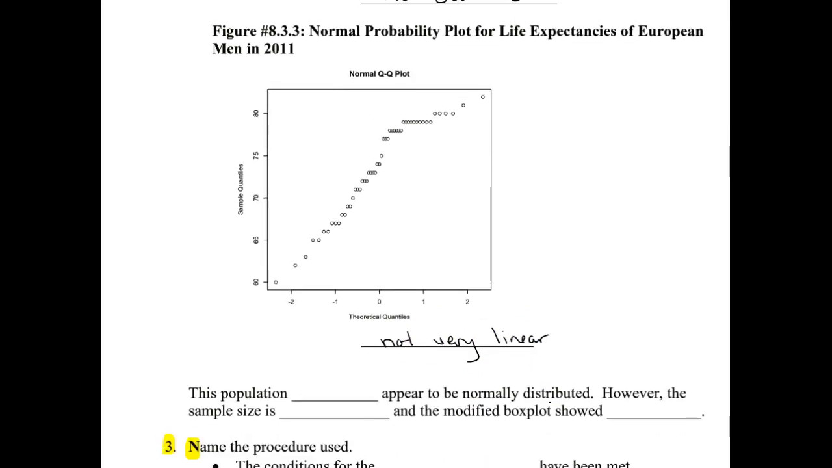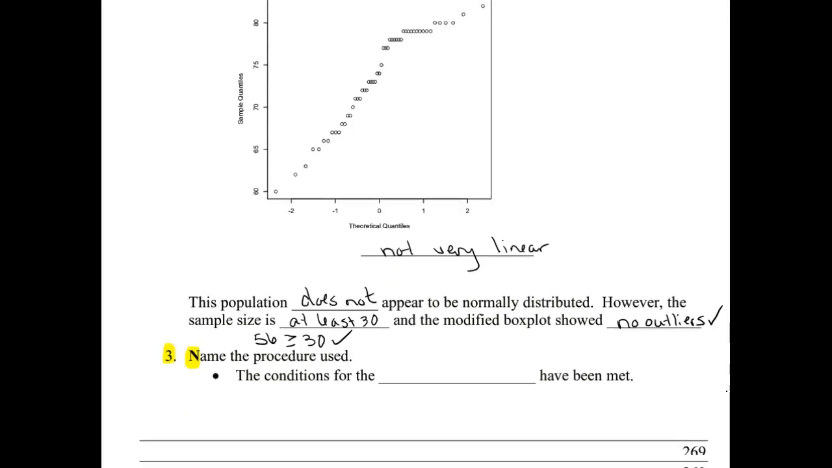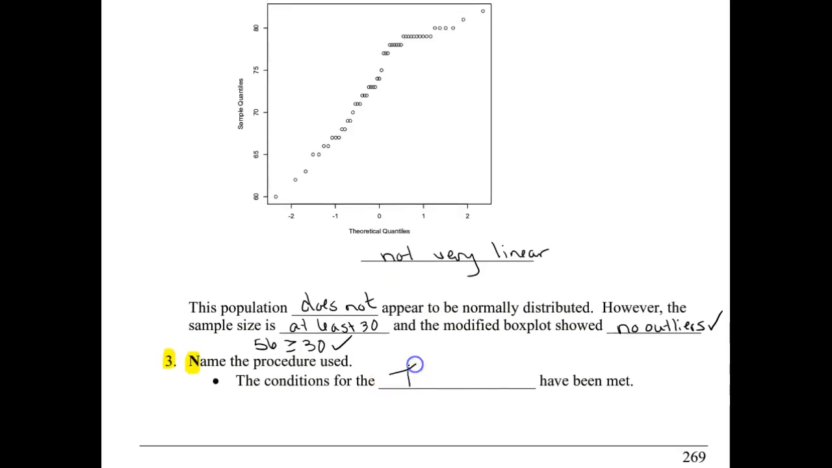So in this case, the population does not appear to be normally distributed, but that's okay because the "or" part of that statement is we need a sample size of at least 30. And again, we've got 56 is greater than or equal to 30, so that checks out. And the modified box plot shows no outliers, which is the other piece that we need there. All right, so if those conditions are met, we can still use this t-interval procedure.